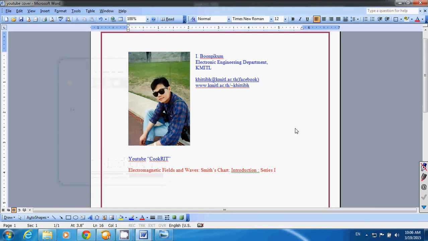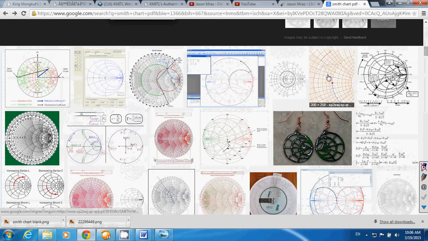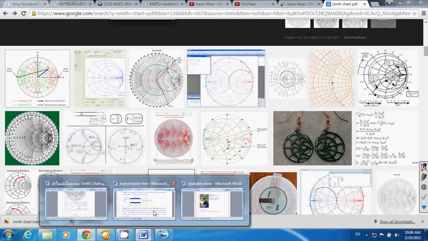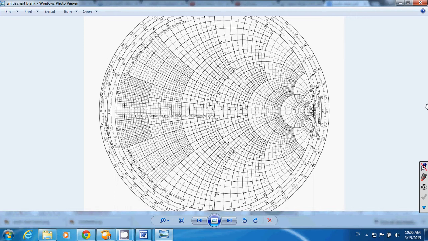Hi everybody, this YouTube is going to be about the Smith chart, and that's the introduction of series 1. You can also download the Smith chart from Google. Okay, this is how the Smith chart looks like, and there are so many applications concerning transmission lines.